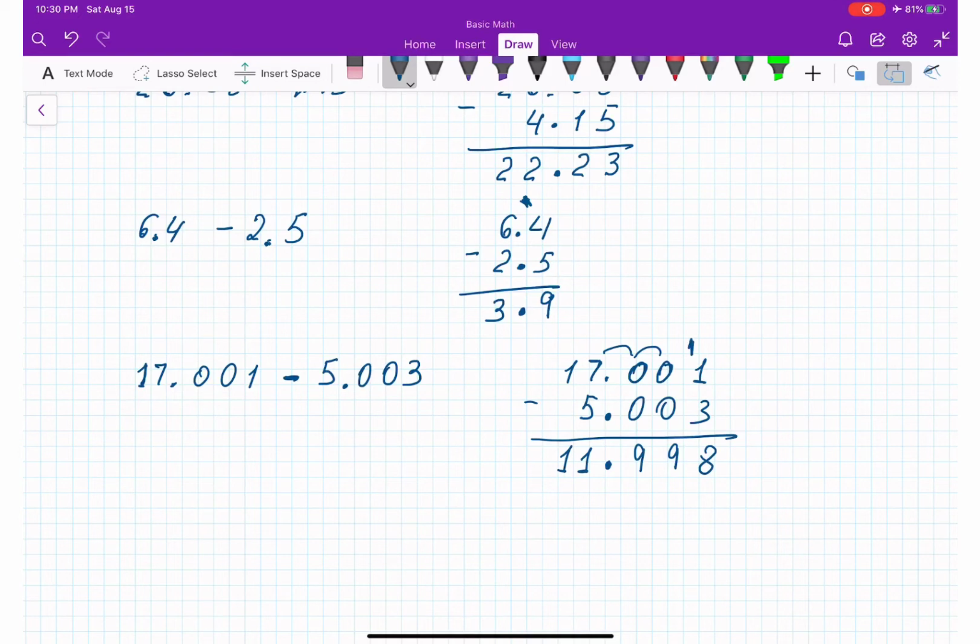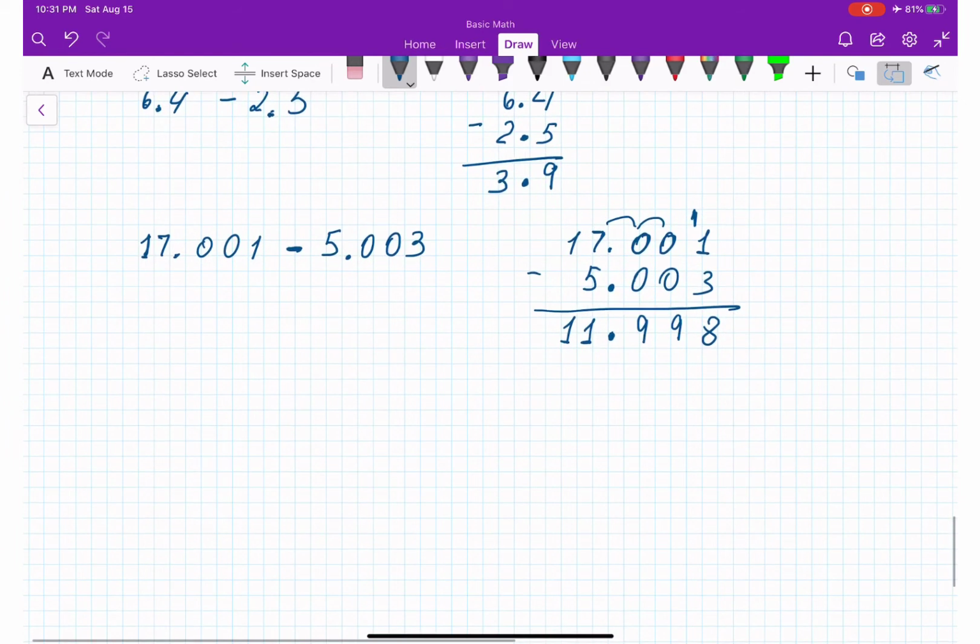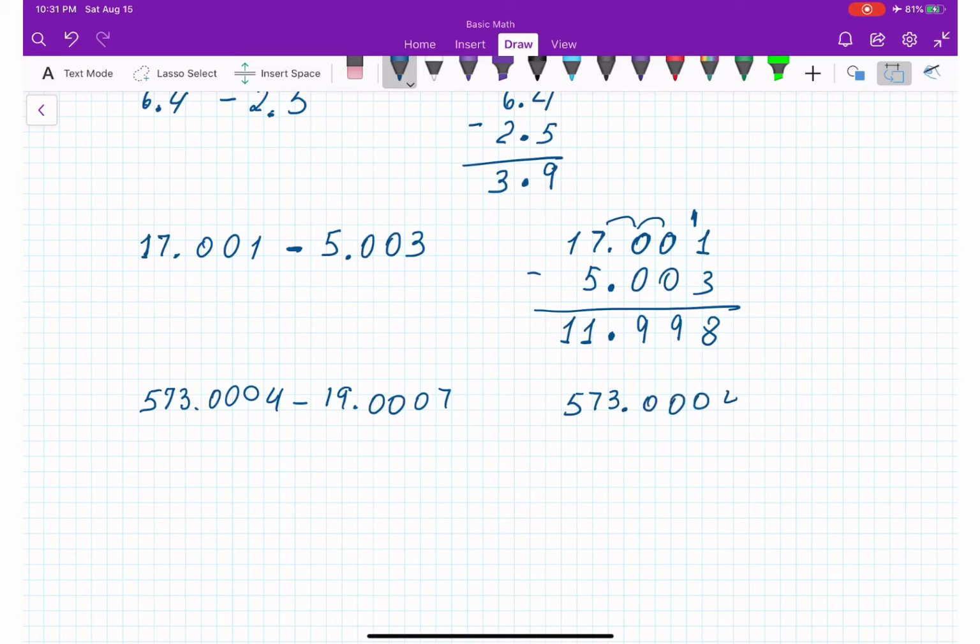Okay, let's do another one for practice. 573.0004, meaning 4 ten-thousandths, minus, so I put the point here, 19.0007. 9, this is 1, and 1, 2, 3, 7.